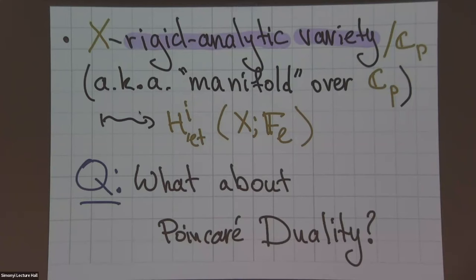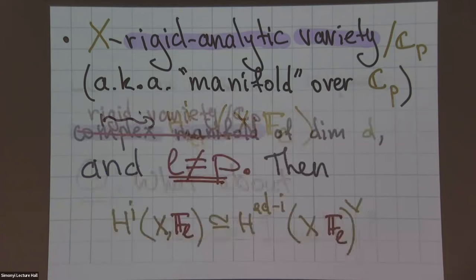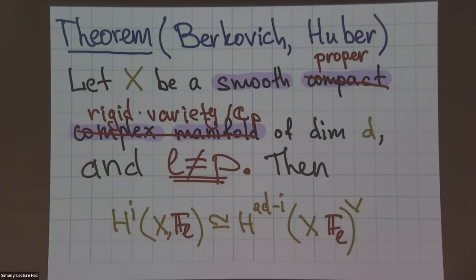And so the answer is yes and no. So first, let me discuss the yes part and then the no part, and then again the yes part. The first yes part is a theorem of Berkovich and Huber independently: if you choose a smooth proper rigid variety over this field C_p, and what is important is that you take this prime number l to be different from p, then you still have essentially the same result.